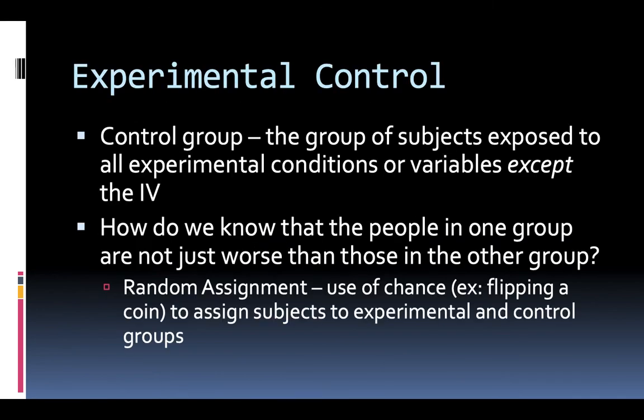So in our experiment, we have to have what's called a control group. The control group is the group of subjects that's exposed to all the experimental conditions and variables except for that independent variable. So we would always have the group that goes through the same procedures, they go through the same lab setup, they meet the same people, they're given the same instructions, but whatever that one thing is that you're manipulating, you just don't do that thing.